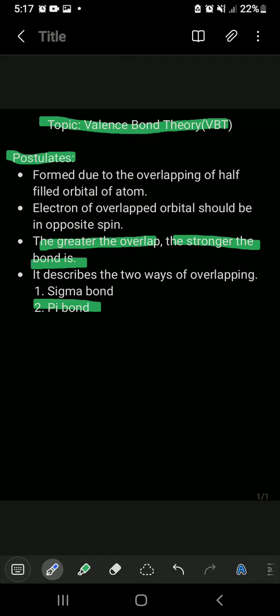Now sigma bond has less kinetic energy than pi bond. Sigma bond has less kinetic energy because of the bonded electrons, highly bonded electrons. And pi bond has high kinetic energy because of the less bonded electrons, meaning their bond is weak. Pi bond is weak, therefore it has high kinetic energy.